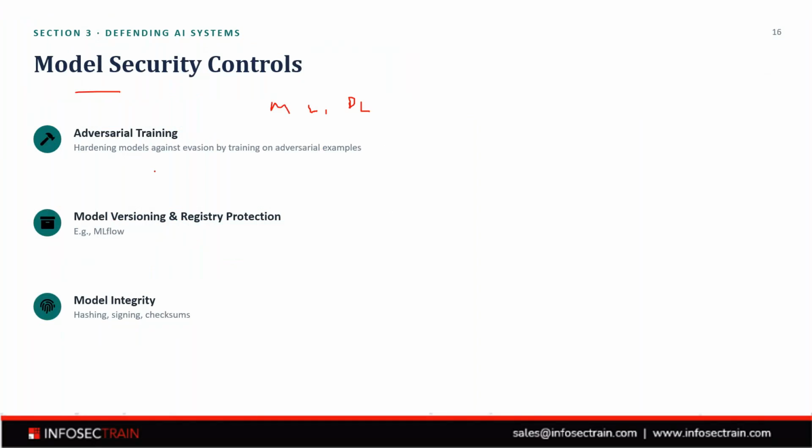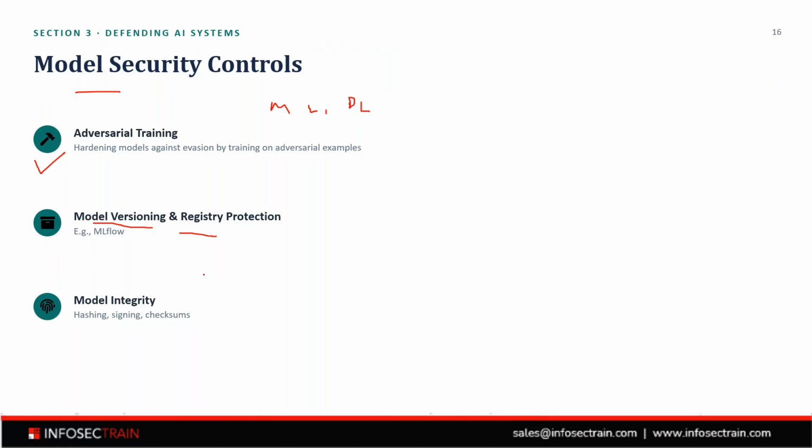When you're talking about model security, you need to perform adversarial training. Okay, you need to do secure retraining also of your model. Okay, and secure retraining is possible by creating different versions of your model. Okay, so that is called model versioning or registry protection.